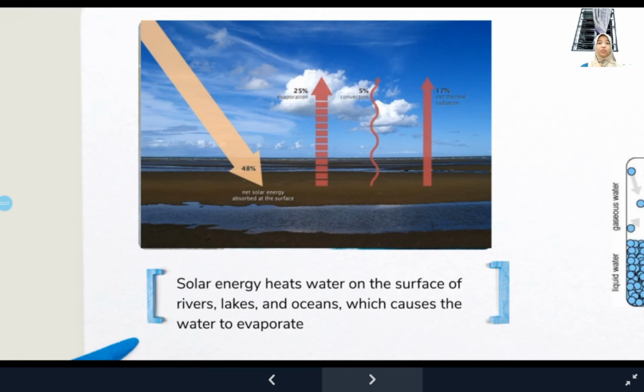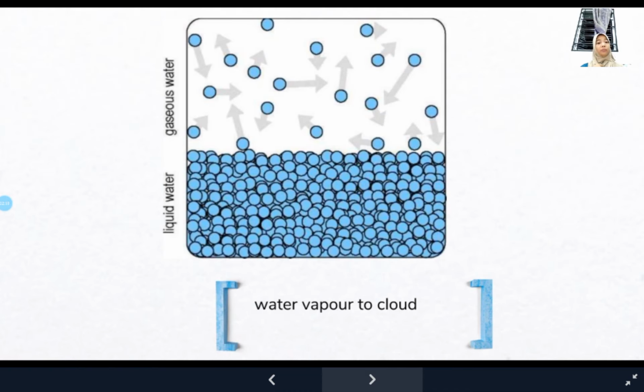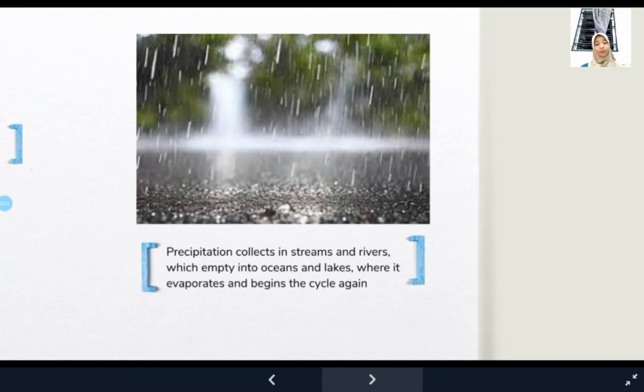school. The solar energy hits the water at the surface, and then it causes the water to evaporate to the sky, and then the water becomes a cloud, and then the precipitation collects in streams and rivers, which empty into oceans and lakes, where it evaporates and begins the cycle again.